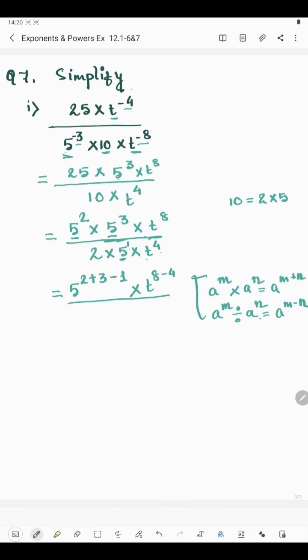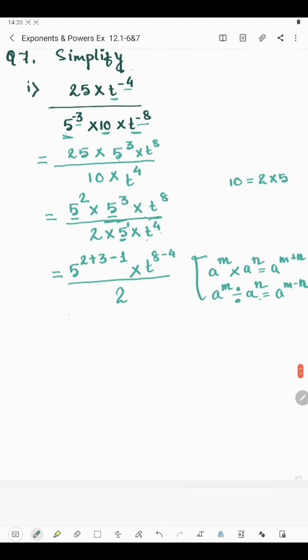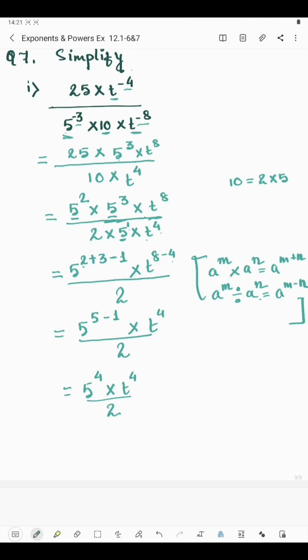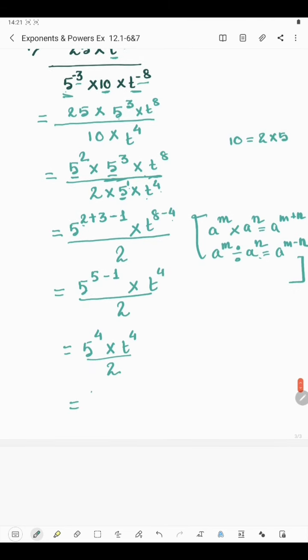Okay, so 5 we have already taken, so in the denominator we have only 2, so we'll write 2 here as we don't have the base 2. Okay, now 5 to the power 3 plus 2, 5 minus 1, into t to the power 8 minus 4 is 4, divided by 2. Now 5 to the power 5 minus 1 is 4, into t to the power 4 divided by 2. Now we will expand this to get the answer. So 5 to the power 4 means we will write the base 4 times. Okay, and t to the power 4 will remain the same divided by 2.